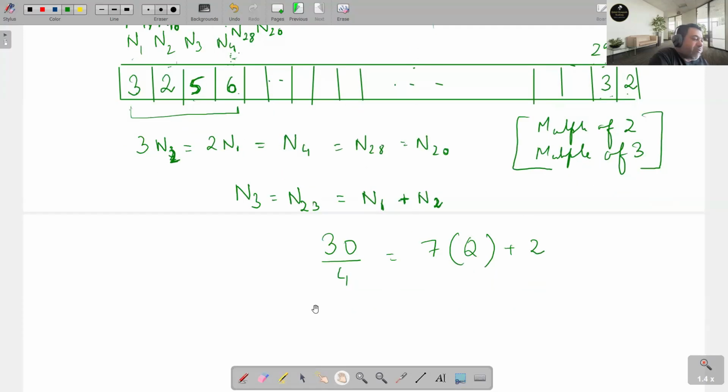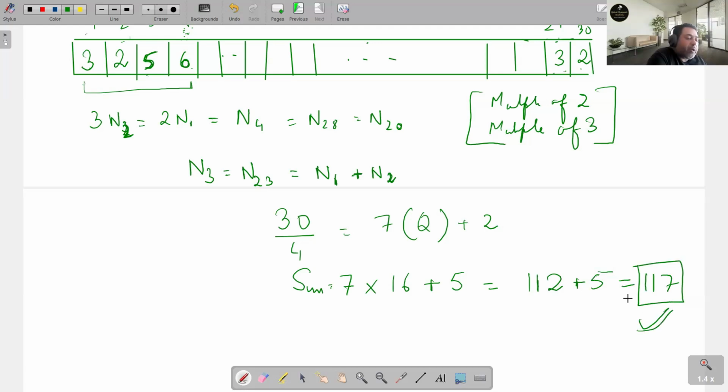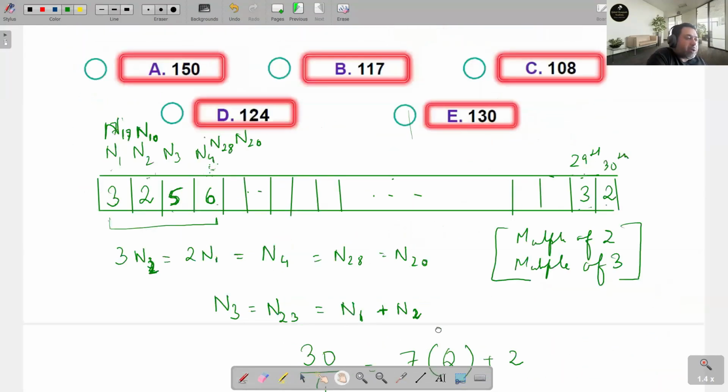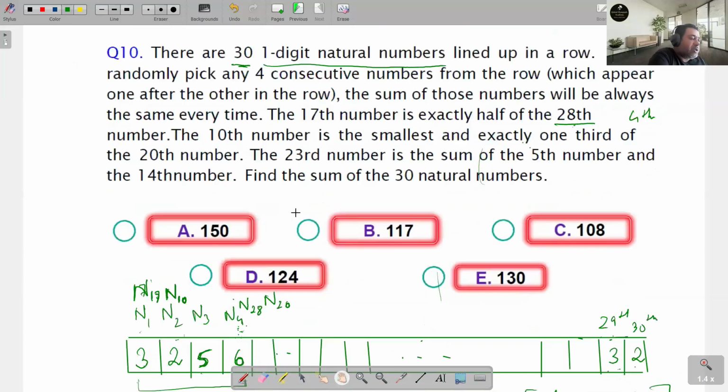So we have 7 patterns whose sums are 16. Therefore, the total sum will be 7 times 16 plus 3 plus 2, which is 5. 7 times 16 is 112, if I'm not wrong. And plus we have to add 5, so we get an answer of 117. And that's our answer. This question was more on logic and understanding the relational aspects. So our answer is B, which is 117.